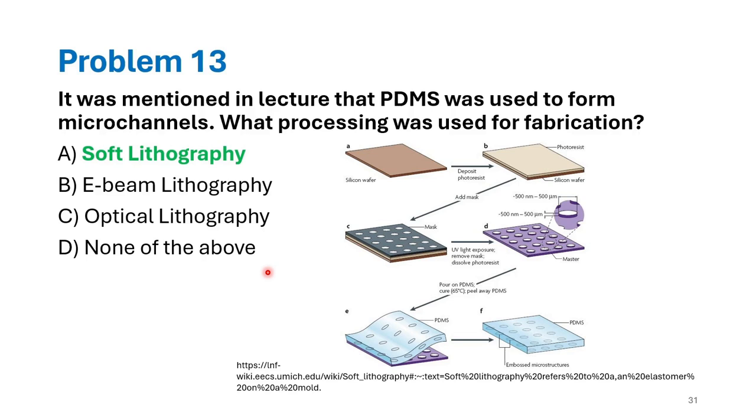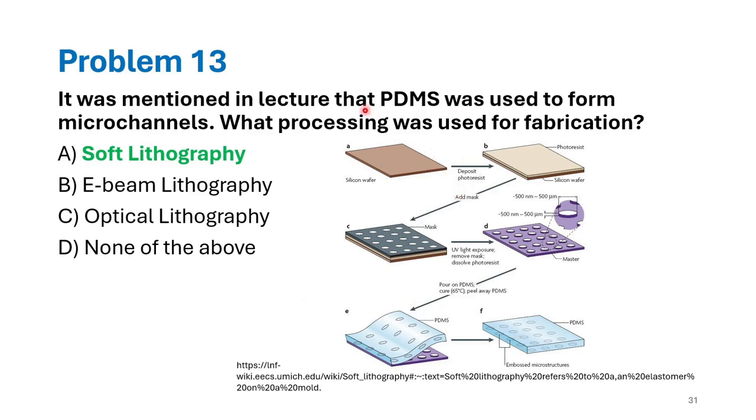Okay, so the answer is soft lithography. So what is soft lithography? In soft lithography, what we will do is we will first make a mold, then we will put the PDMS on top of the mold. We will cure it and make it hard. Then we'll remove the PDMS from the mold. So then in PDMS we will have whatever patterns are coming from the mold.